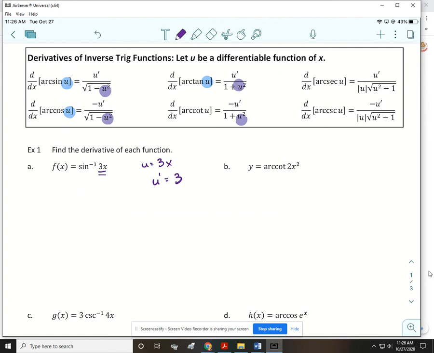All right. So then we'll just put everything into our derivative. So for the arc sine, the numerator is u prime, so that's going to be 3. And the denominator is the square root of 1 minus u squared. So we go back to u and square that. That's going to be 9x squared. And that's it.